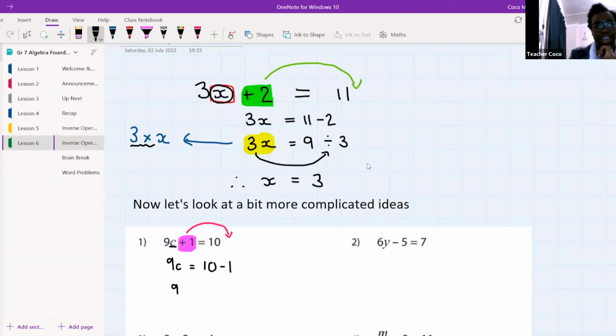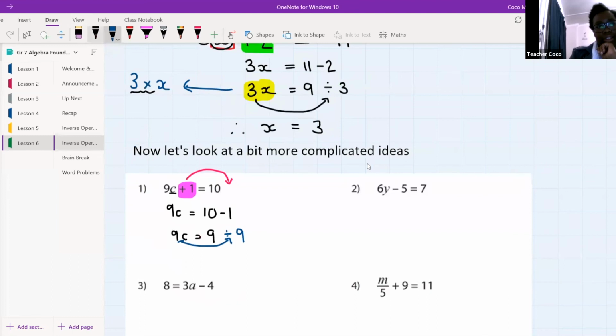9C is equal to 10 minus 1, which is equal to, oh, not 1, 9. Therefore it's going to be 9. Okay, good. So what I'm going to do is, because this is multiplied, I'm going to take the 9 over and divide by it on this side. Divided by 9. Therefore, C is equal to 9 divided by 9, which is 1. And that's the final answer that we have.